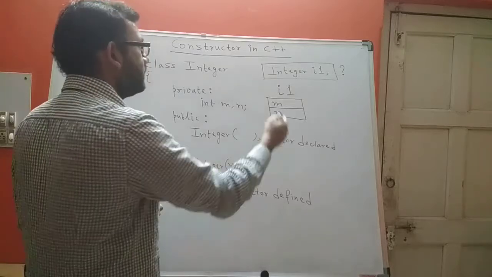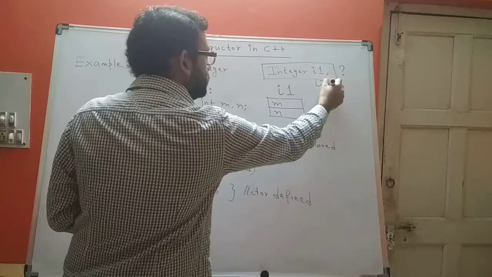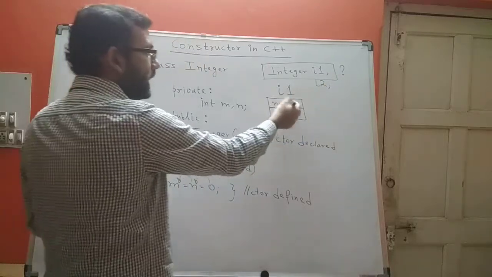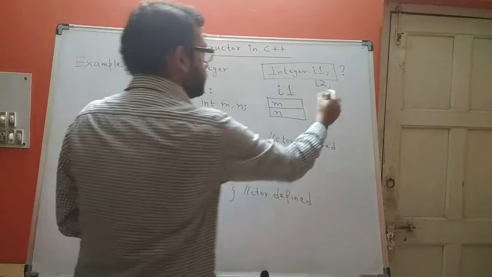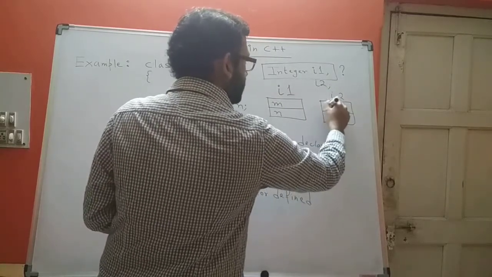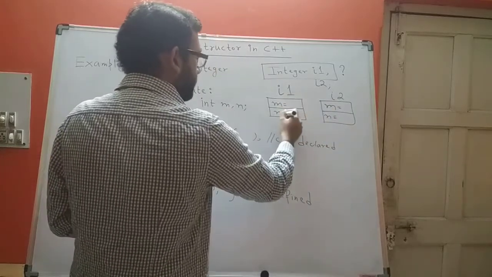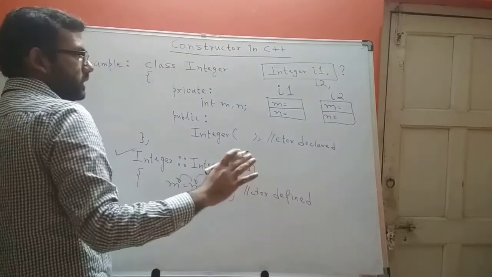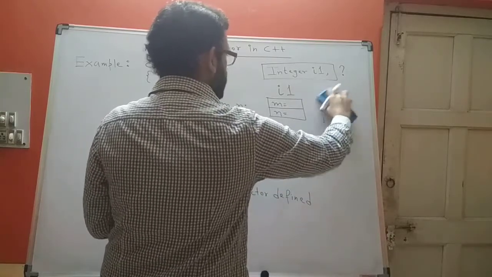That means if I have another statement, let's say I write integer I1 comma I2, then what will happen? I1 will get its own copy of the data members m and n. I2 will also get its own copy of the data members m and n. Now, let's say I2 does not exist. This was just to give you an idea of how objects are instantiated.